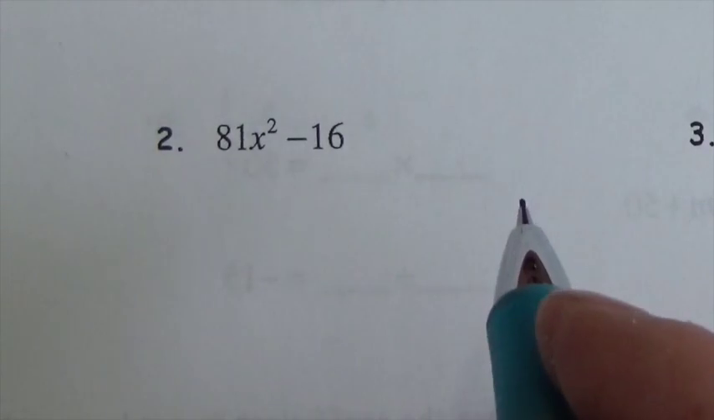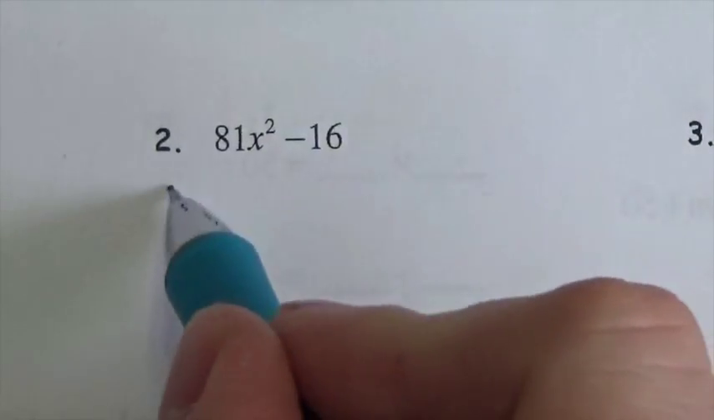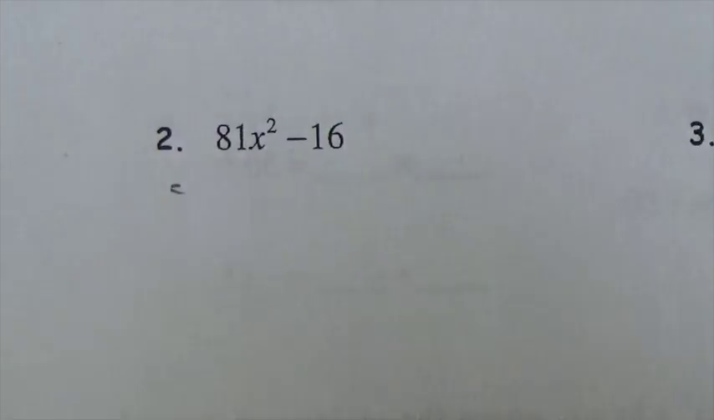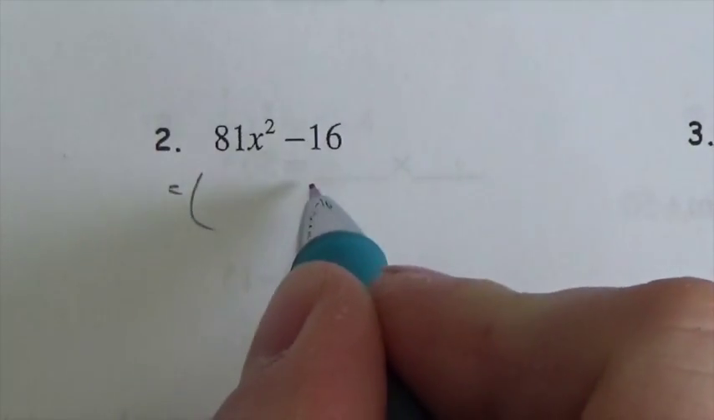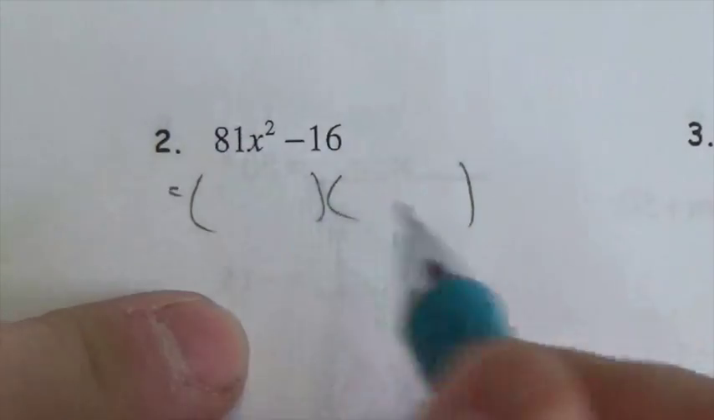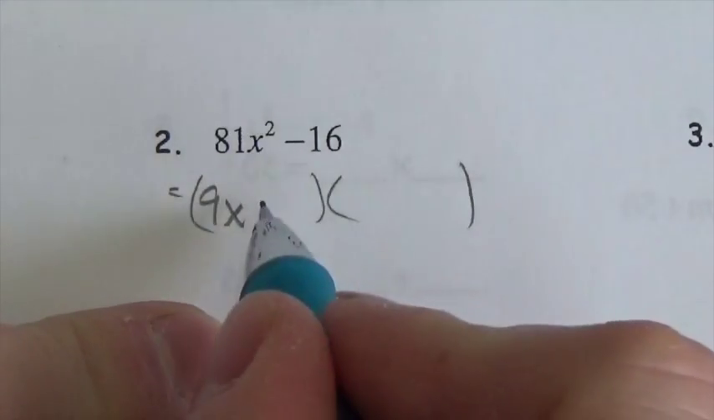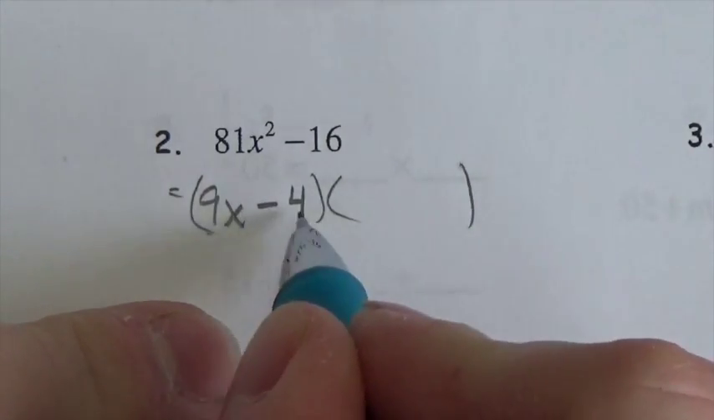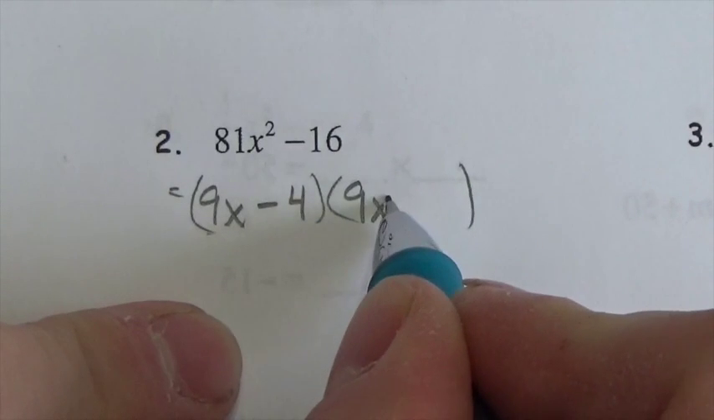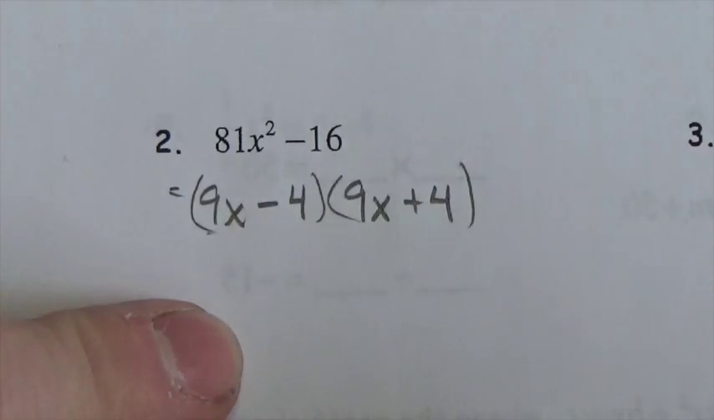81x squared minus 16. I have two terms there. So it suggests a difference of squares. I'm looking for anything common to those two terms first, and I'm not seeing it. So I'm simply going to break this thing apart into the two terms here. The square root of 81x squared will be 9x. The square root of 16 is going to be 4. So this will be 9x minus 4. And then, because it is a difference of squares, 9x plus 4. That's all we got to do.